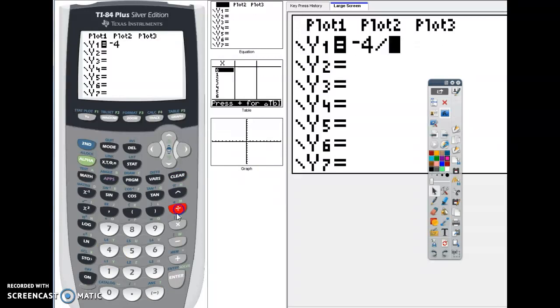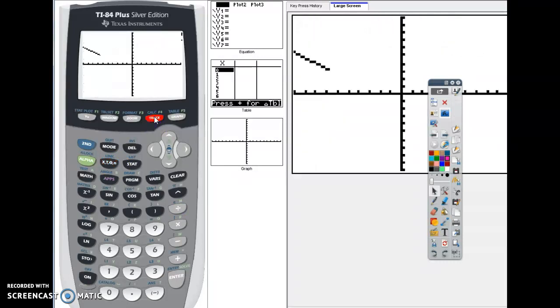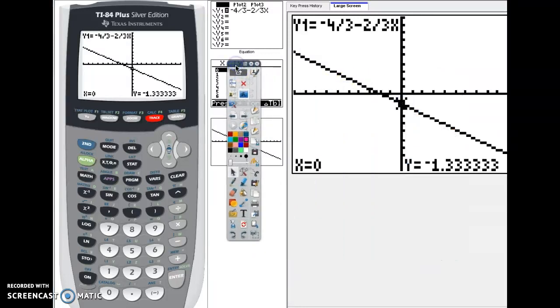Negative 4 divided by 3 minus 2 divided by 3x. That's the equation, trace. 1, enter. Negative 2. That's the answer. Okay? You don't have to try all the other ones.